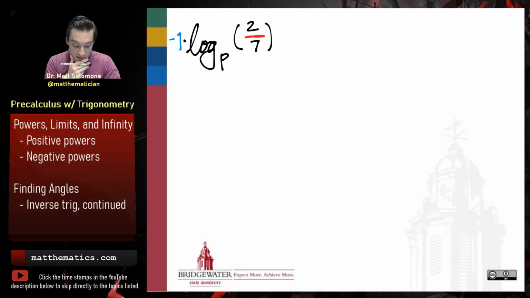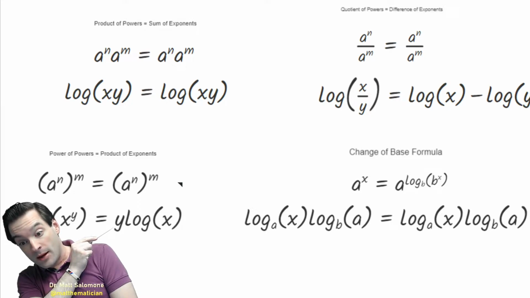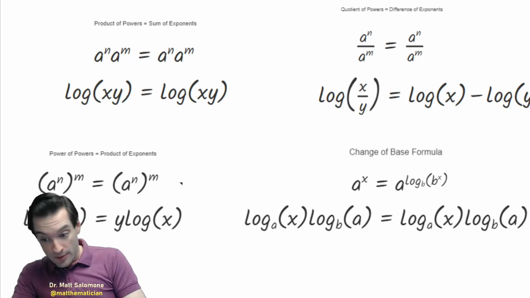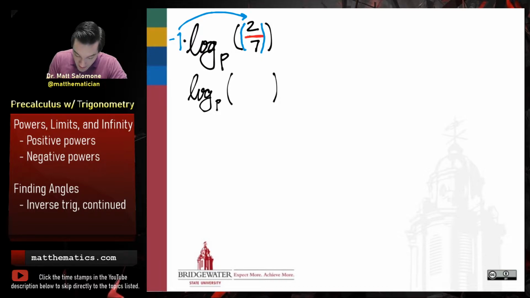I think the version that I prefer is let's deal with the multiple on the outside, that -1. So according to our log properties, if I have a -1 that's playing the role of that y on the outside of my logarithm as a multiple, that multiple can be brought into the log as an exponent. So what I'll do is bring that -1 inside my log as a power on the argument of my logarithm. So what I'll have then is the log base p of 2/7 to the power -1.